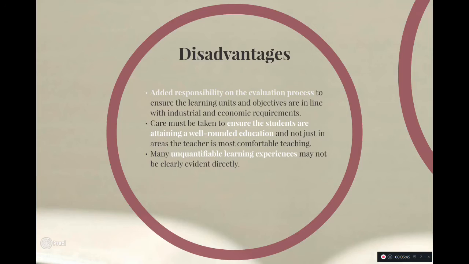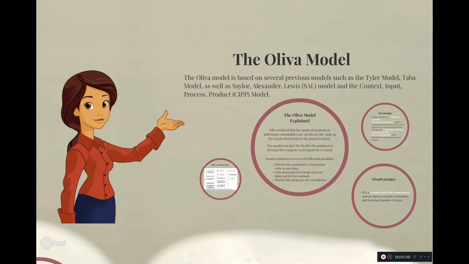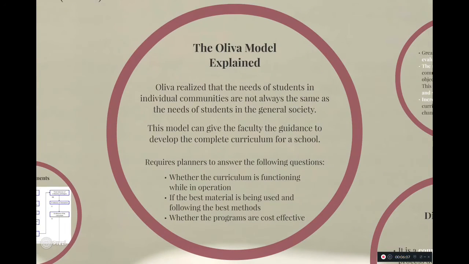The Olivia model. The Olivia model is based on several previous models such as the Tyler model, Taba model, as well as Saylor, Alexander, Lewis, SAL model, and the Context, Input, Process, Product, CIPP model. Olivia realized that the needs of students in individual communities are not always the same as the needs of students in the general society. This model can give the faculty the guidance to develop the complete curriculum for a school, allowing them to either focus on the curricular components of the model or the instructive components, or both.